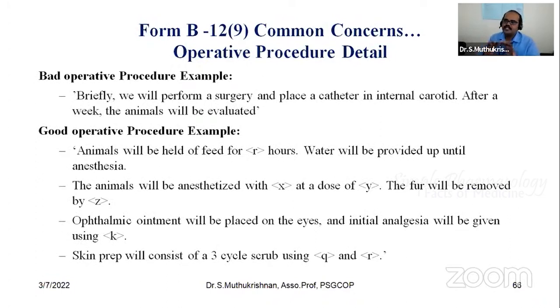You can't explain in simple lines like, I am going to insert the catheter into the internal carotid artery and measure the hypertension or blood pressure. You don't write like this. Which animal are you going to use? What is the pre-operative procedure? Whether the food has been withheld or water will be given, what is the procedure? Which anesthesia are you going to use? How much dose? Either it's injectable or volatile anesthetics. That's also not enough.